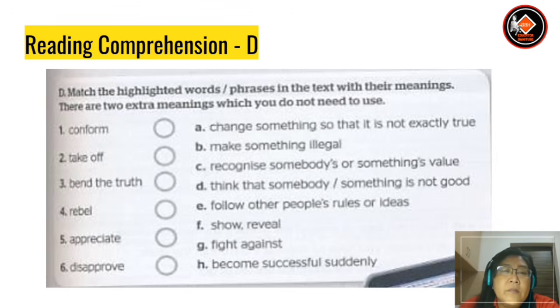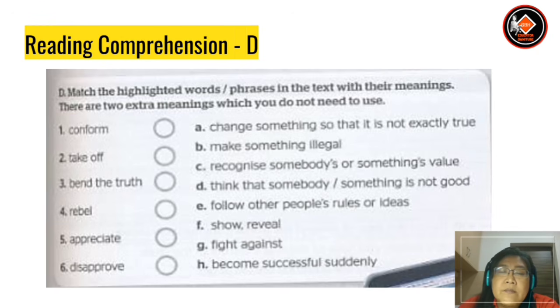Now, for D, match the highlighted words or phrases in the text with their meaning. There are two extra meanings which you do not need to use. 1. Conform. 2. Take off. 3. Bend the truth. 4. Rebel. 5. Appreciate. 6. Disapprove. So A, the meaning: change something so that it is not exactly true.